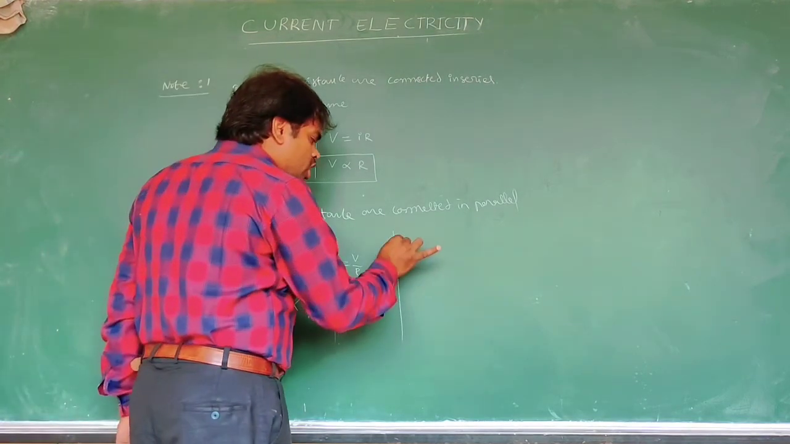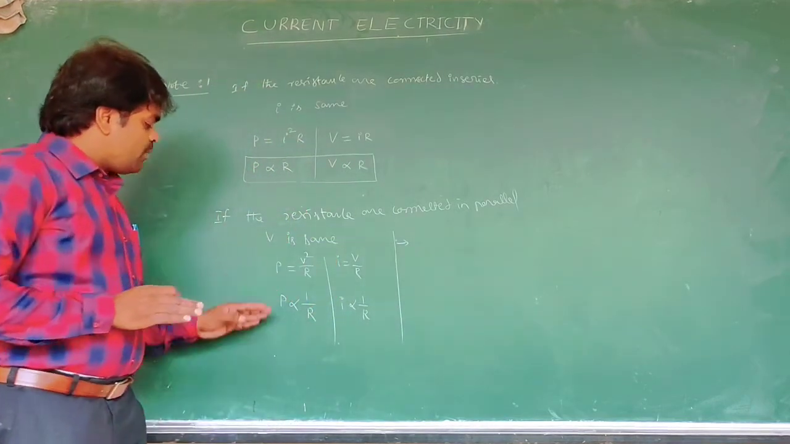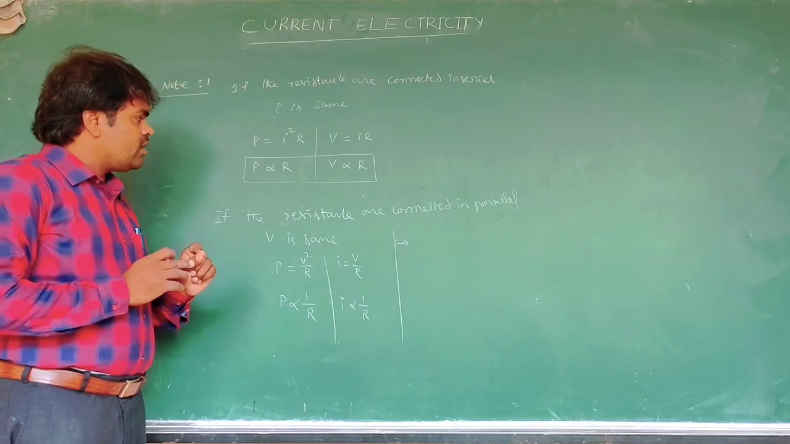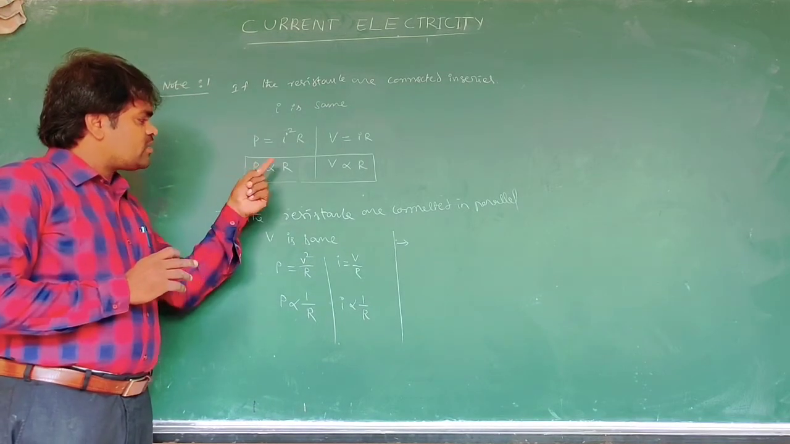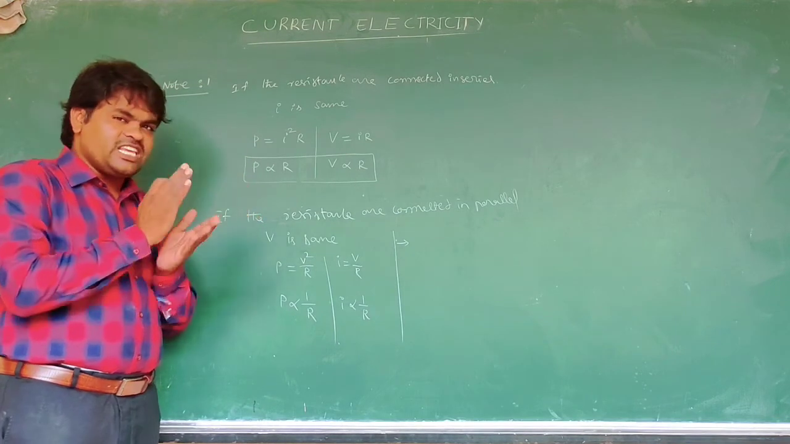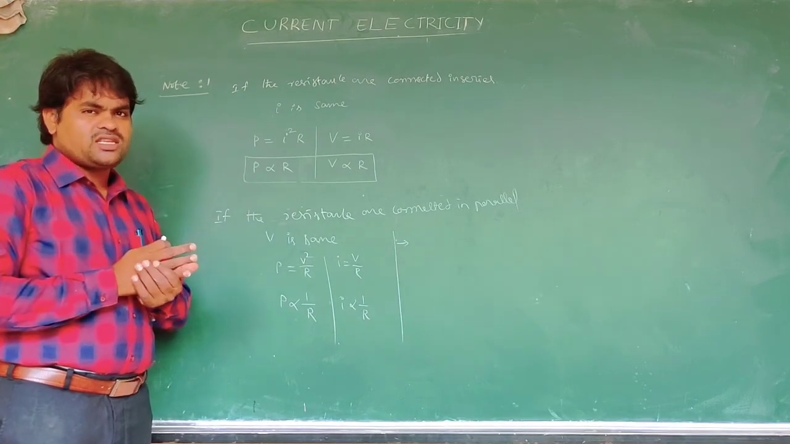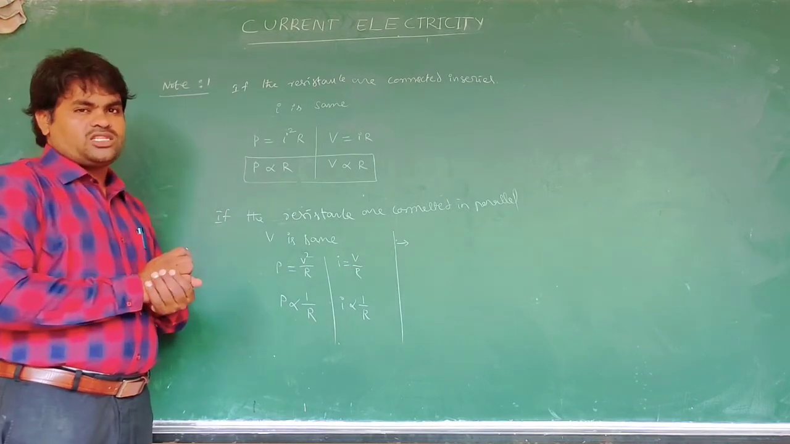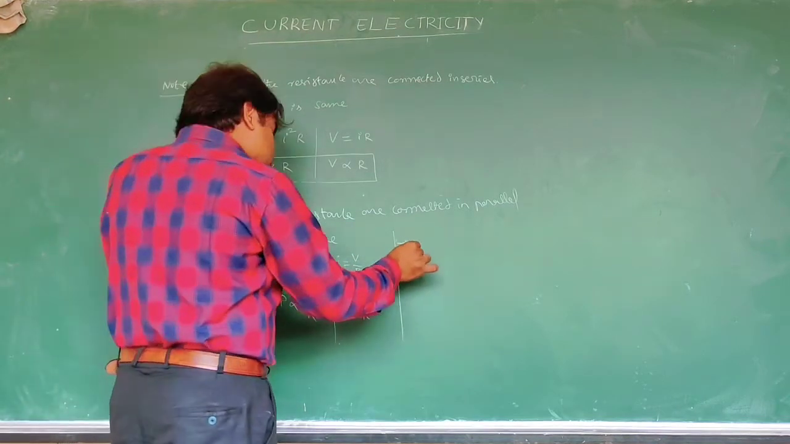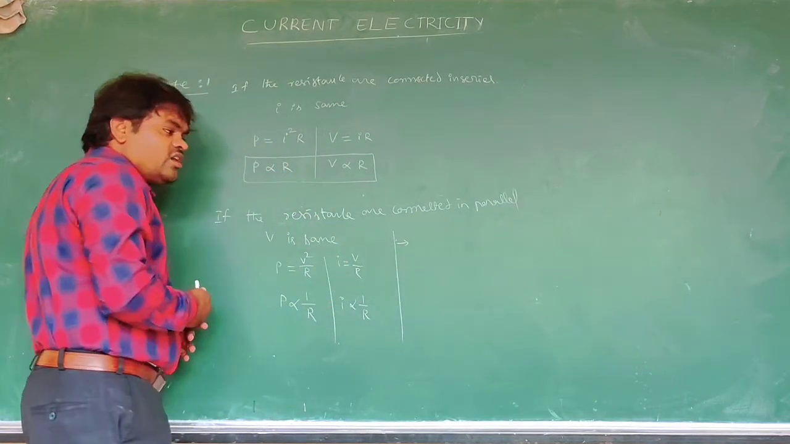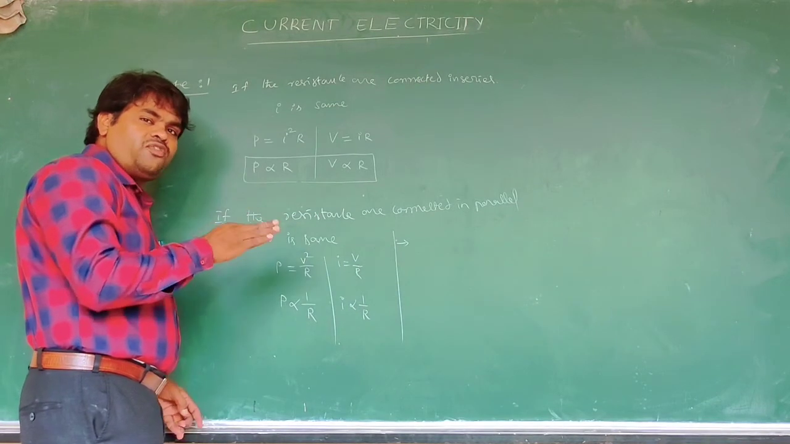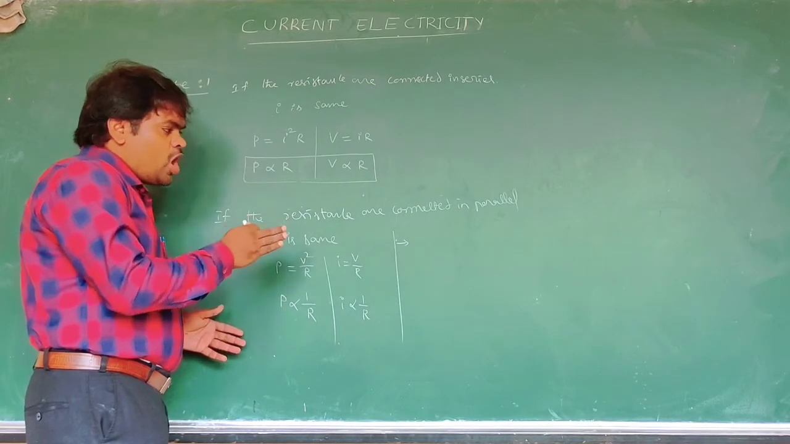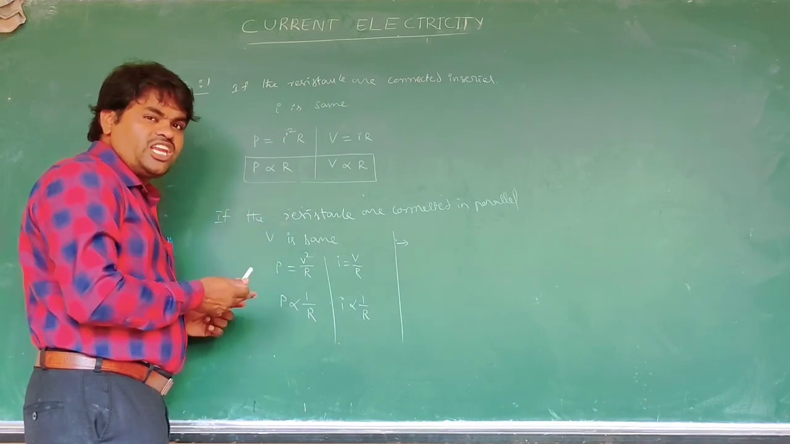Now what do we say? Here the power consumption is more when the resistances are connected in series for the larger resistance, and when the resistances are connected in parallel for the smaller resistance. That means in the two ways, the power consumption is more for the larger resistance if the resistances are connected in series, and for the smaller resistance if the resistances are connected in parallel.